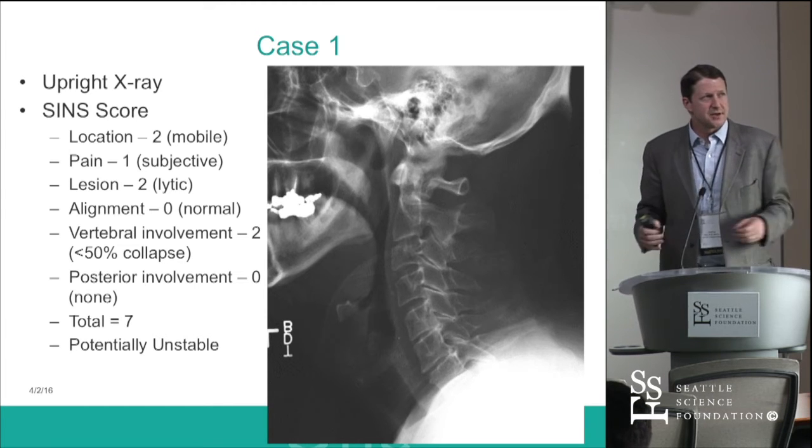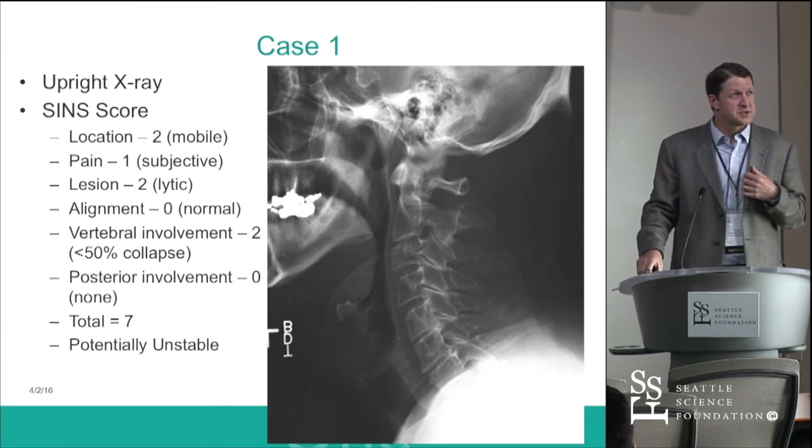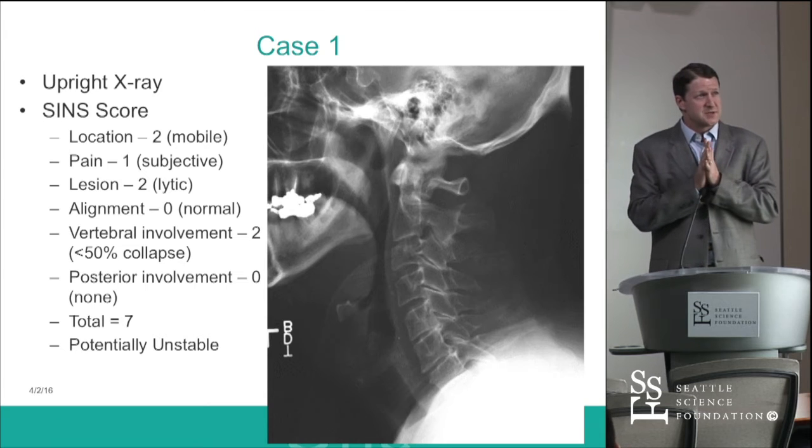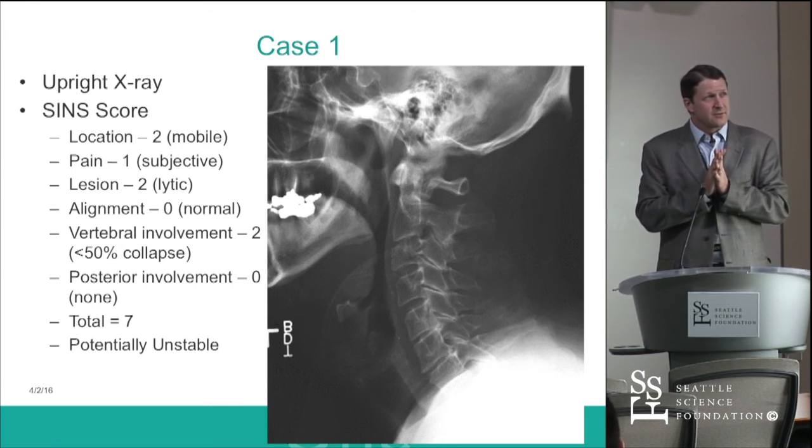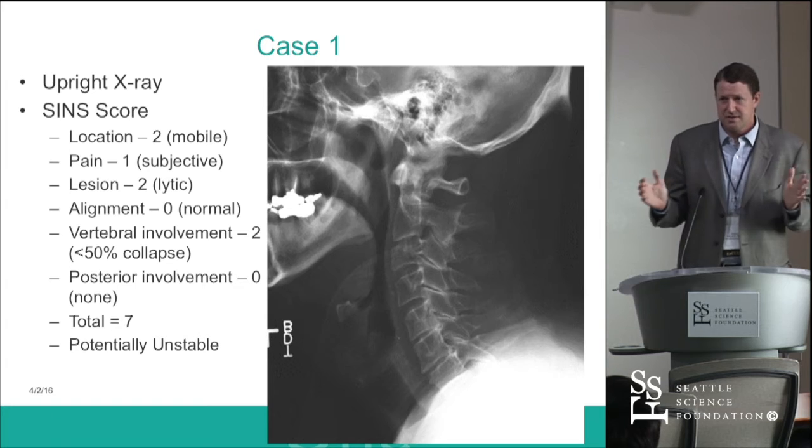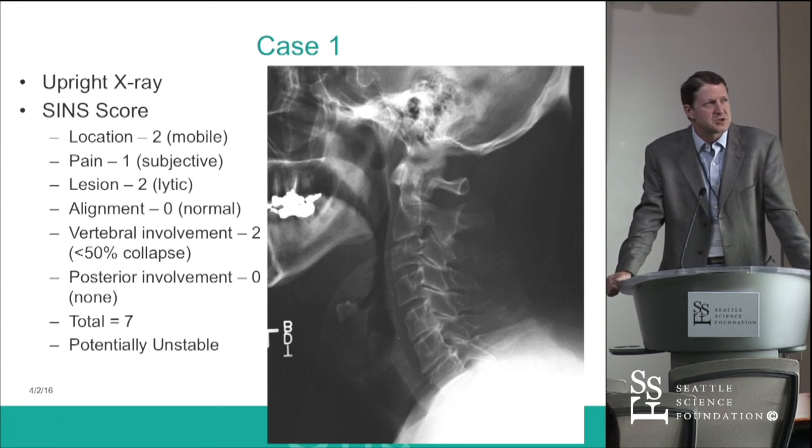So let's get back to our case here to talk about things. We have an upright x-ray of this patient, which we looked at. And if we're going to assign a score for location, the C3 to C6 region, we're going to give them a score of 2. Pain is always arguable. Again, this person didn't have real persistent pain.